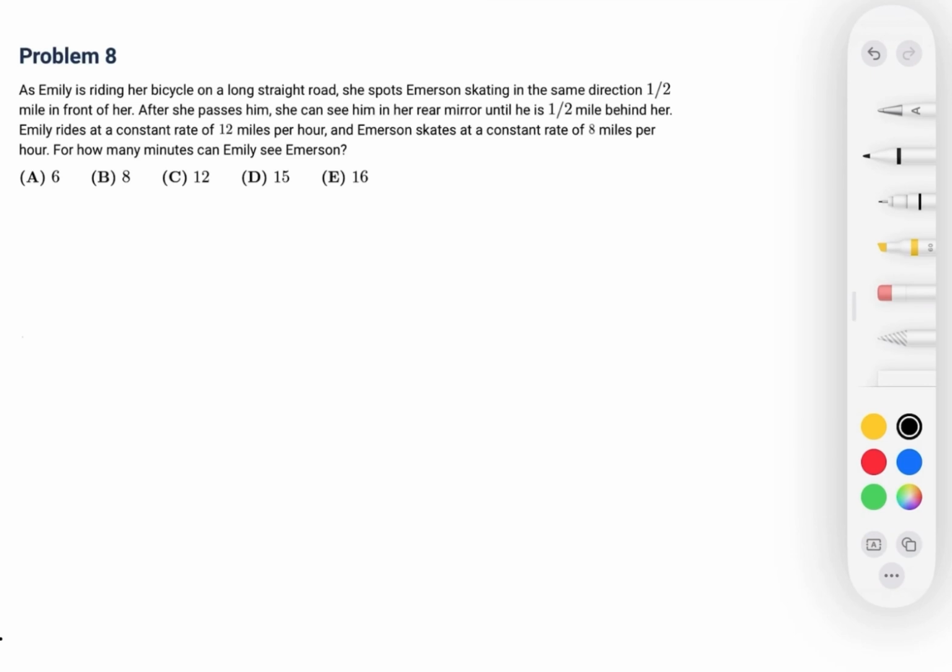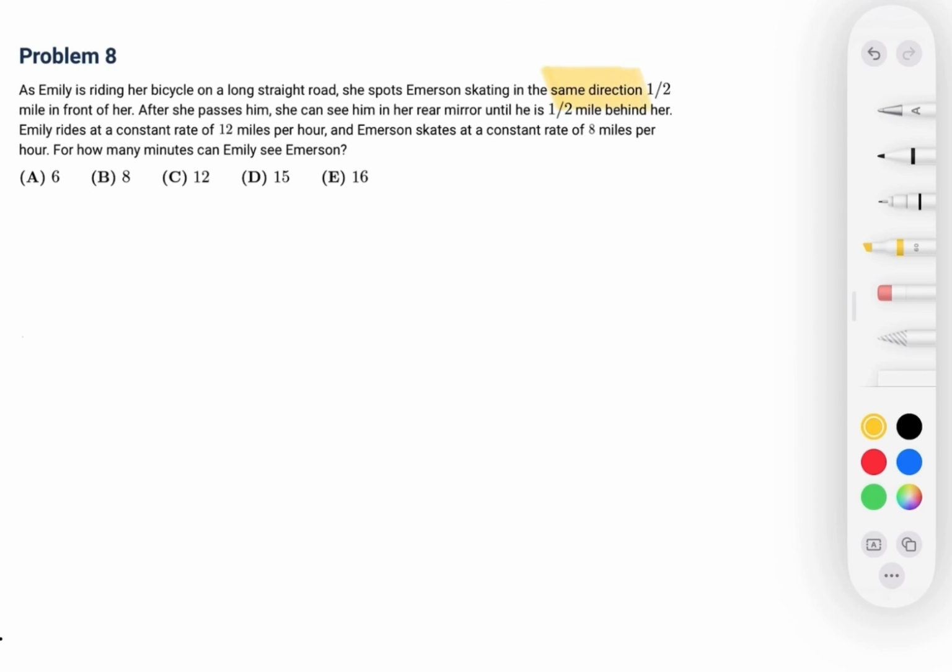Okay, problem 8. As Emily is riding her bicycle on a long straight road, she spots Emerson skating in the same direction, 1/2 mile in front of her. After she passes him, she can still see him in her rear view mirror until he is 1/2 mile behind her. Emily rides at a constant rate of 12 miles per hour, and Emerson skates at a constant rate of 8 miles per hour. For how many minutes can Emily see Emerson?